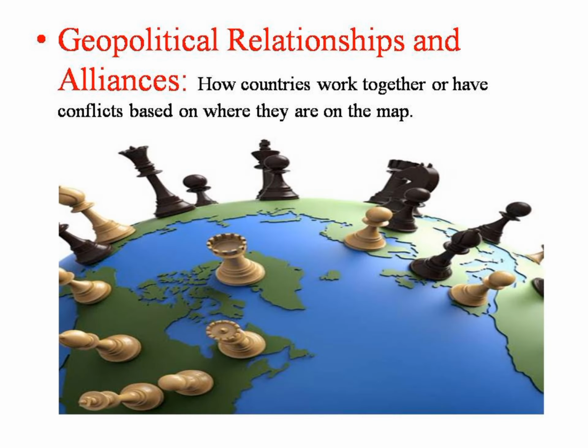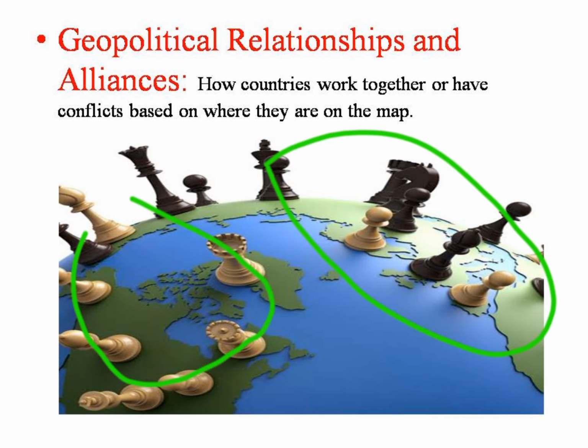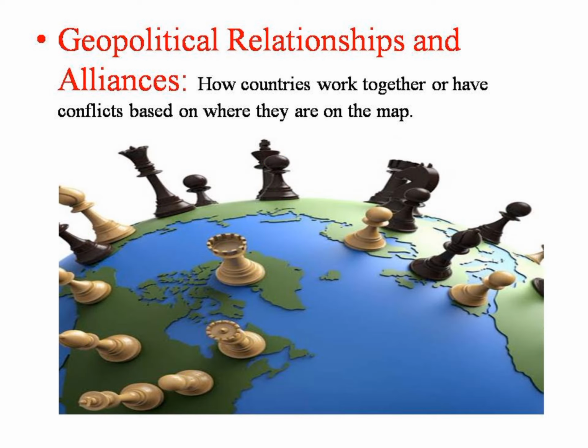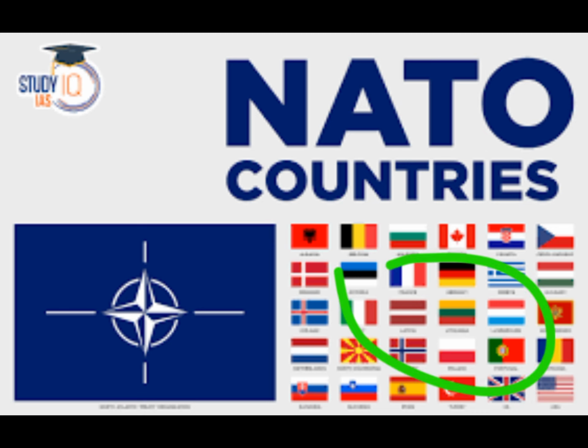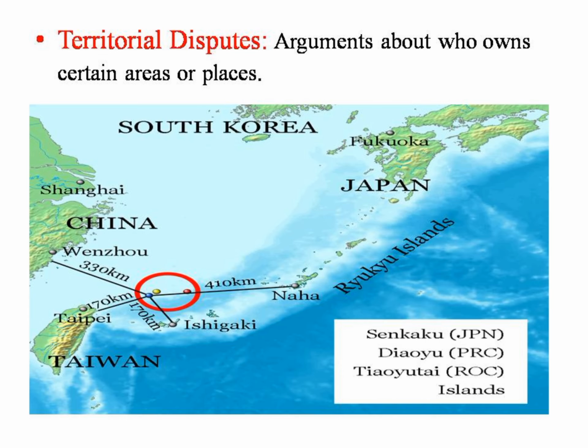Geopolitical relationships and alliances. Ever heard of countries teaming up or not getting along? Political geography explains why this happens. It's like countries playing a big game of chess, and where they are on the map can change how they play. Think about NATO, a group of countries that work together. It formed because of where countries are located and who they want to protect themselves from.